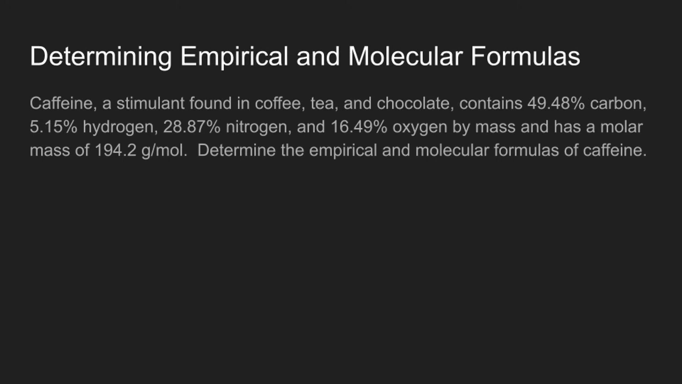Well, now it's your turn to practice. Caffeine is a stimulant found in coffee, tea, and chocolate. It's 49.48% carbon, 5.15% hydrogen, 28.87% nitrogen, and 16.49% oxygen, and has a molar mass of 194.2 grams per mole. Can you use this information to determine both the empirical formula and the molecular formula for caffeine? Go ahead and pause the video now, solve this problem on your own, and then come back, unpause, and check your work with mine.